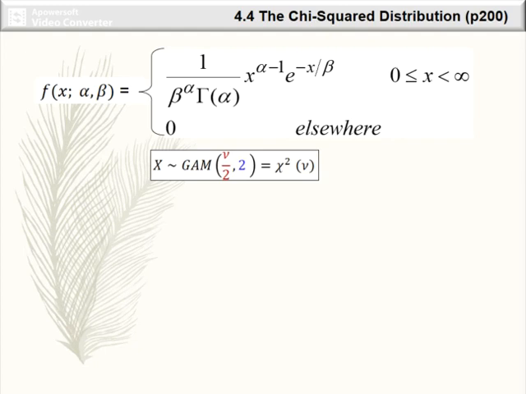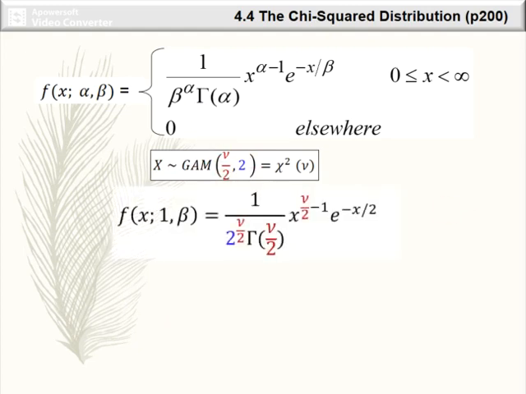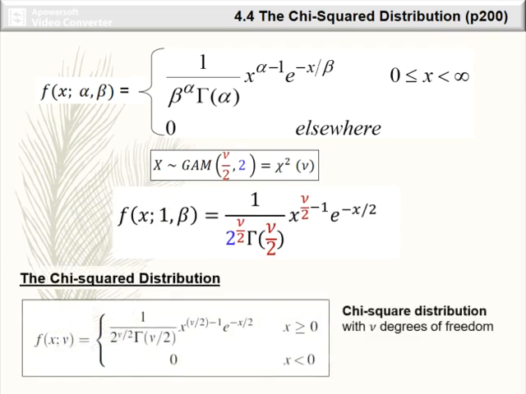So if you take the PDF of a gamma distribution and you substitute these parameters in place of alpha and beta, you will end up with this result. And then if you simplify everything, you end up with this. This is just your chi-square distribution with nu degrees of freedom.